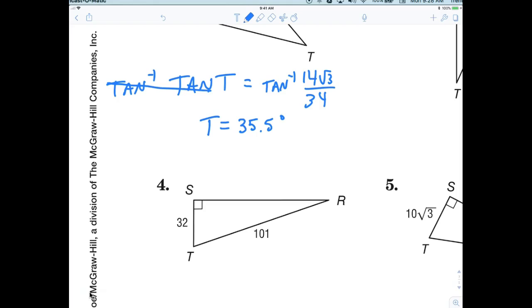Super, super important concept. So here we go. All right, inverse tangent. So it should be second tangent, and then 14, and then do radical 3. You do a space. And then divided by 34. I got 35.4. That's what it is.